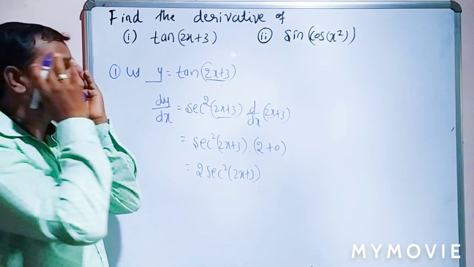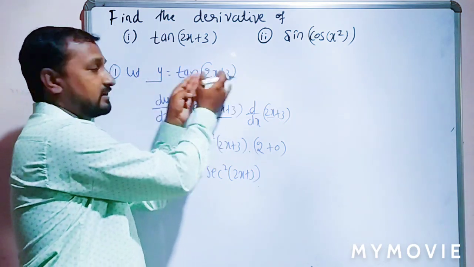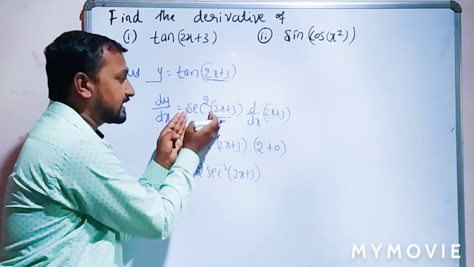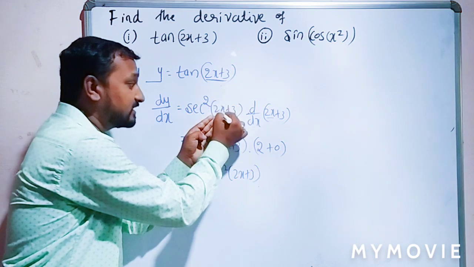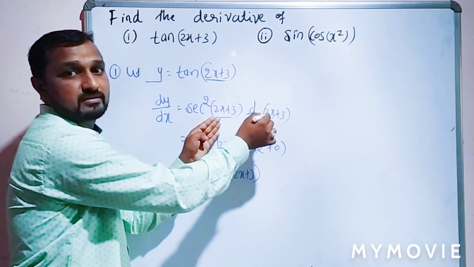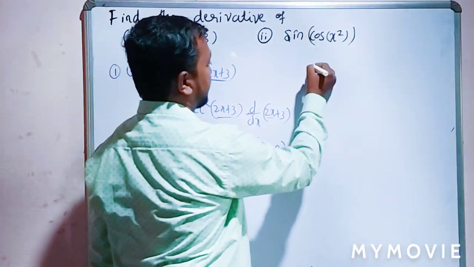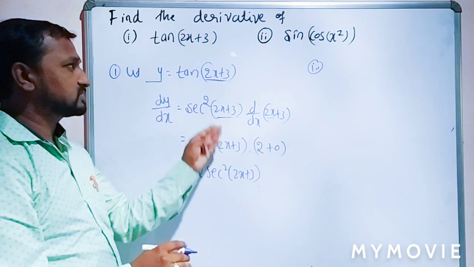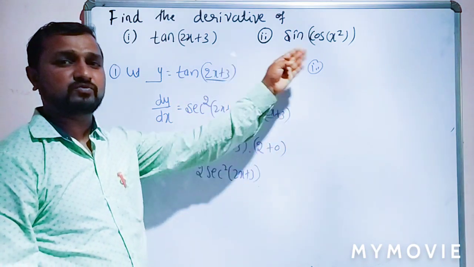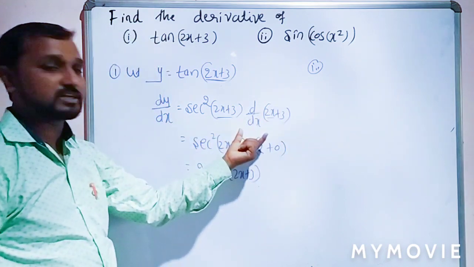First, keep the function in terms of the standard tan x form. The derivative of tan x is sec square x. Instead of x, what is there? 2x plus 3. Again differentiate this function. So this is the way. In this second example, there is no problem. One function, two functions, more than three functions, four functions, we solve the procedure step by step. Apply this procedure.